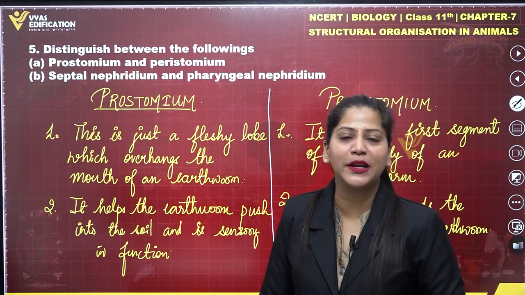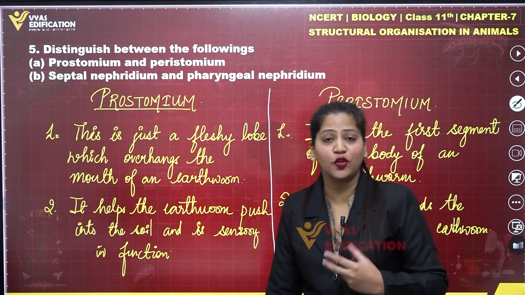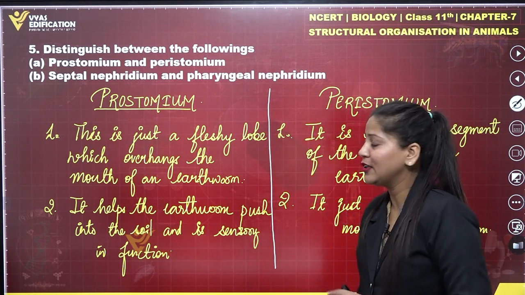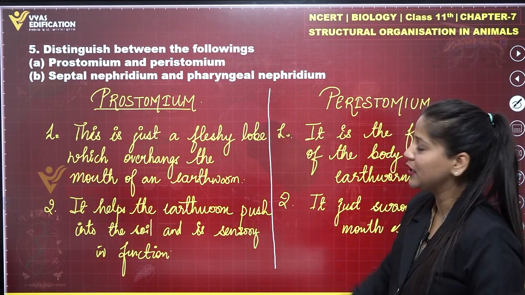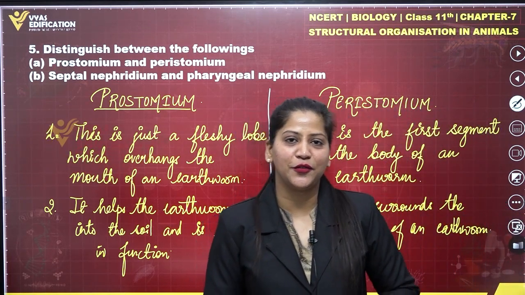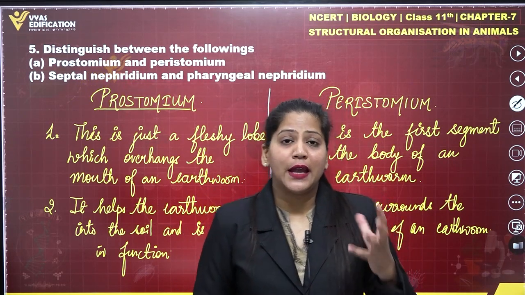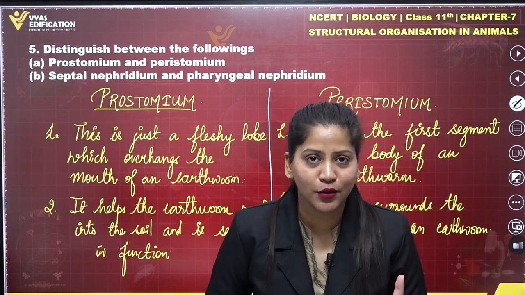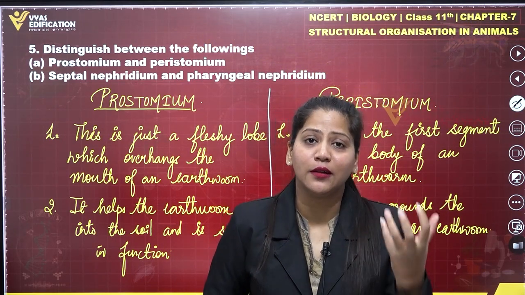With this, we have completed the first part of this question, and moving on to the next part, let's see what it is asking. It is asking to distinguish between septal nephridia and pharyngeal nephridia. First of all, what is nephridia? Nephridia is an excretory organ found in earthworms.